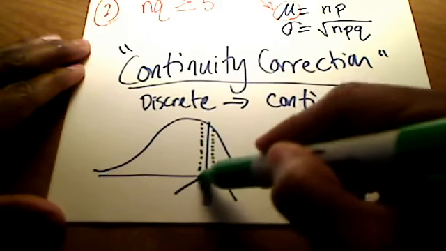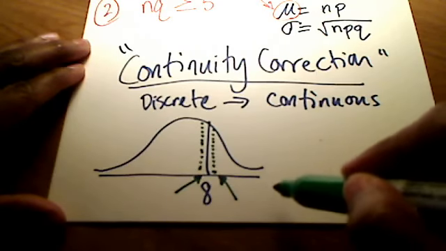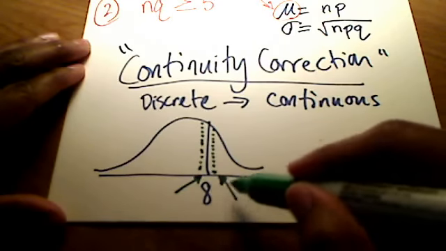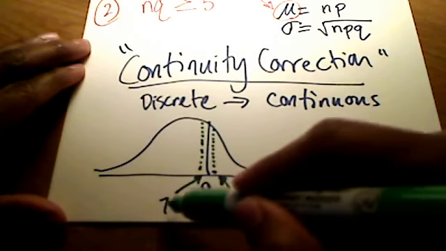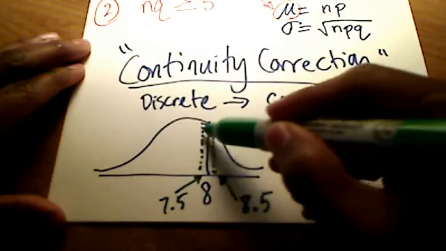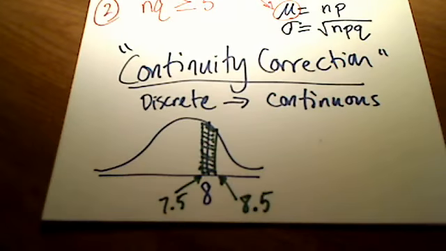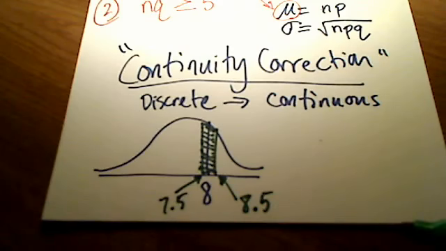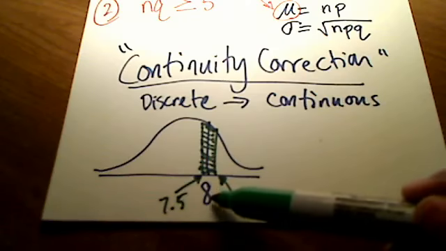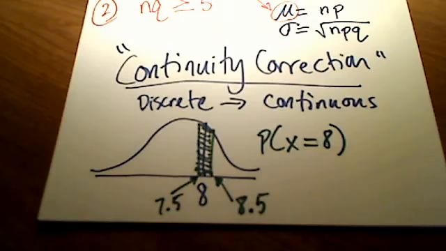And what I mean by just a little bit is, by convention, we're actually going to use 0.5. So just to the right of 8 is 8.5, and just to the left of 8 is 7.5. This is how continuity correction works: I'm going to find this shaded area in between 7.5 and 8.5. Those are the values I'm interested in, if I was only looking for the probability that x was equal to exactly 8.